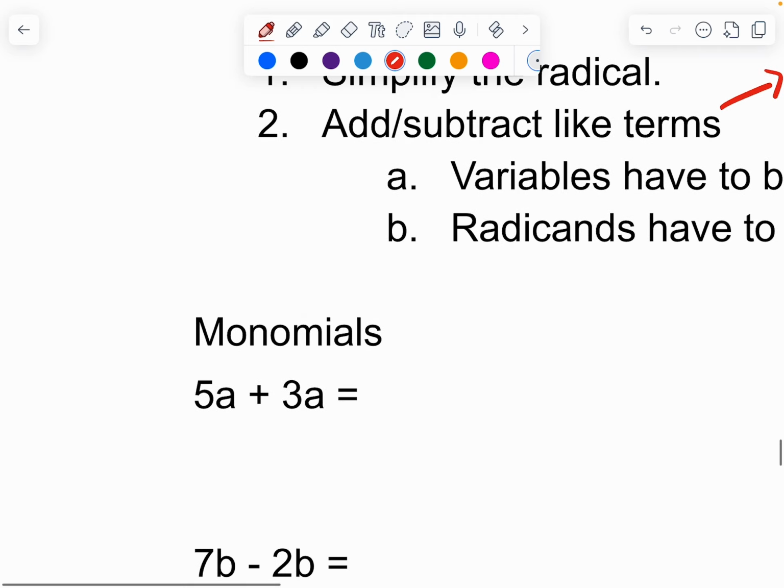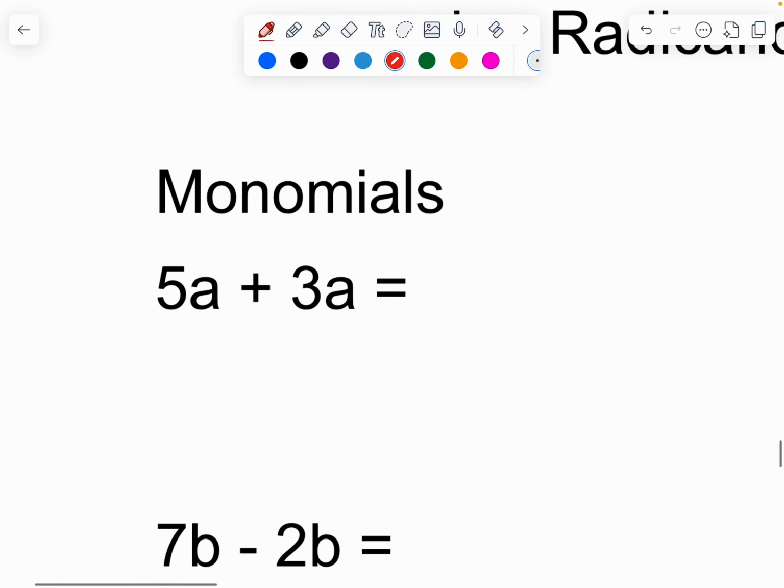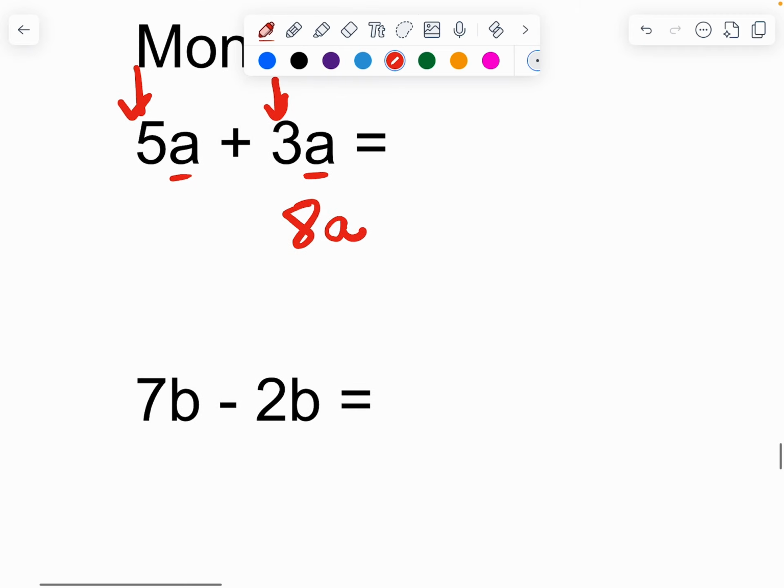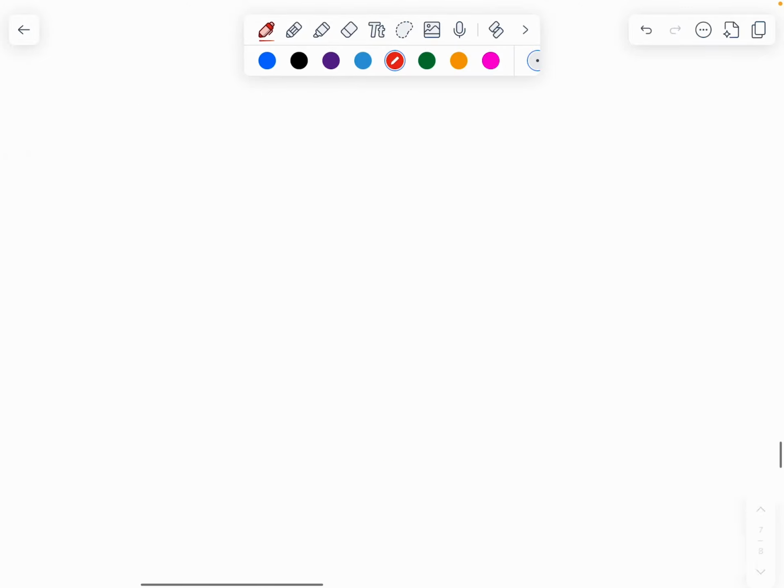Okay? So if I look at this, monomials. They have the same like term. You look at the coefficients, you add them, you write down the variable. Same thing here. They both have b's. So this is subtraction, so I subtract the coefficients and I leave the variable alone.